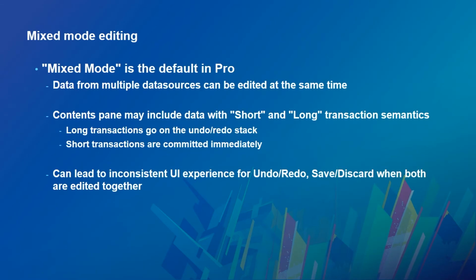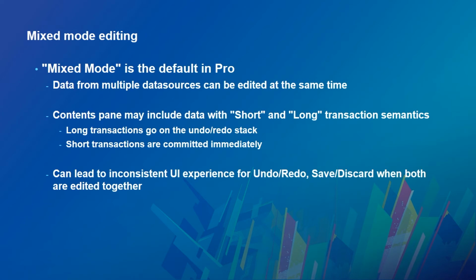Mixed mode editing is the default behavior in Pro. This is something where you have data from multiple data sources in your contents pane. If you recall with ArcMap, if you had that example and you tried to begin editing in ArcMap, you would have to choose which data store you wanted to edit. With Pro, you don't have to do that, and so we call that mixed mode editing.